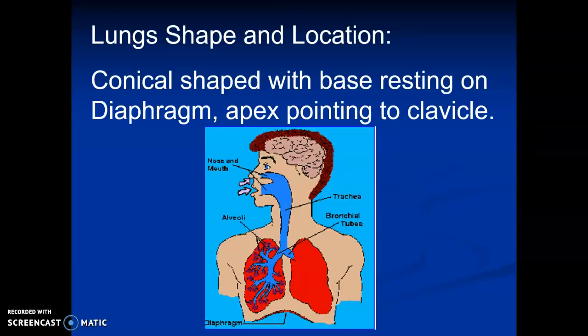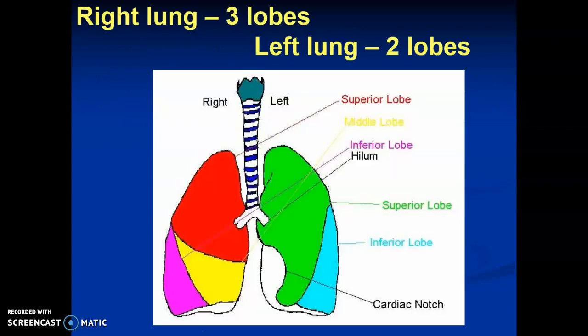So the lungs have this conical shape. The base is the flat part that rests against the diaphragm, and the apex is the pointy part up by the clavicles. So the right lung has 3 lobes, and the left lung has 2 lobes, and they've got what's called the cardiac notch, where the heart is displaced to that side of the mediastinum. So you get your superior lobes, your medial lobe on the right side, and your inferior lobes on both sides, the lowest lobe.